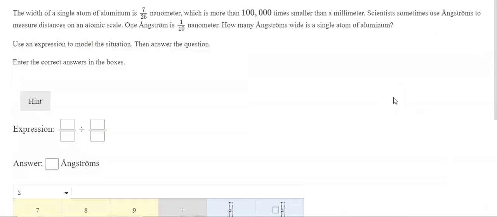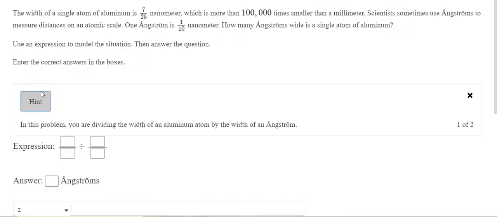The width of a single atom of aluminum is 7/25 of a nanometer, which is more than 100,000 times smaller than a millimeter. Scientists sometimes use angstroms to measure distances on an atomic scale. 1 angstrom is 1/10 of a nanometer. How many angstroms wide is a single atom of aluminum? So our hint, in this problem you're dividing the width of an aluminum atom. So the aluminum atom is 7/25, so we have 7 over 25, by the width of an angstrom, and that one is 1/10.